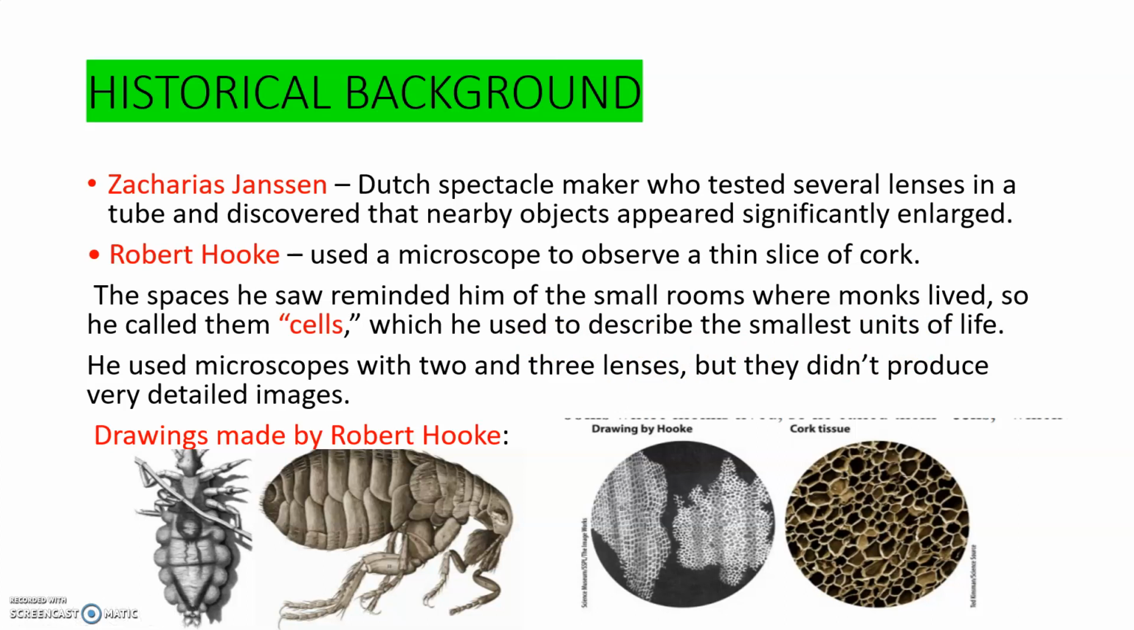So the cells are the smallest units of life, and he used a microscope with 2 and 3 lenses, but they didn't produce very detailed images. So these are the drawings made by Robert Hooke.